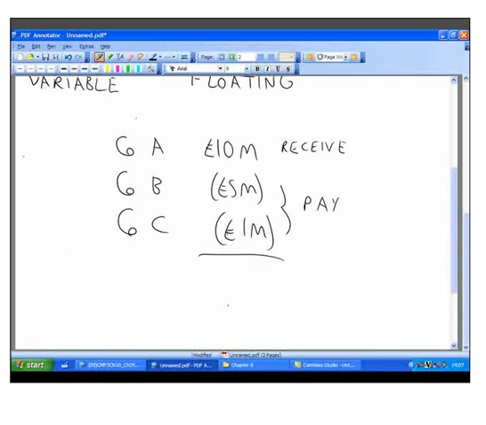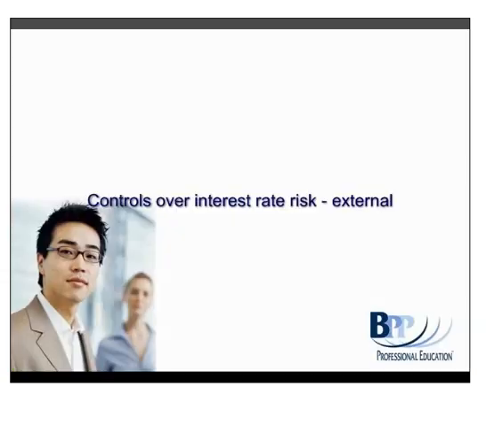Now, there are also four tools that do involve external parties that organisations can use to manage interest rate risk. Interest rate swaps we'll look at in a bit more detail because they are examinable numerically. You need to know the calculations behind them. We will also look briefly at forward rate agreements, interest rate futures and interest rate options, but you only need to be aware of how these can work.